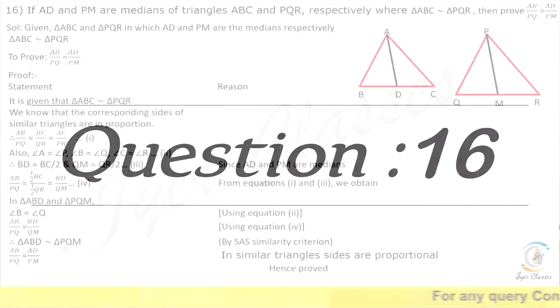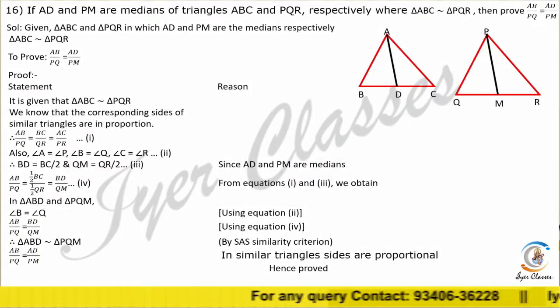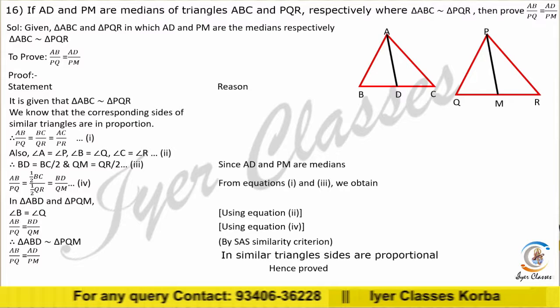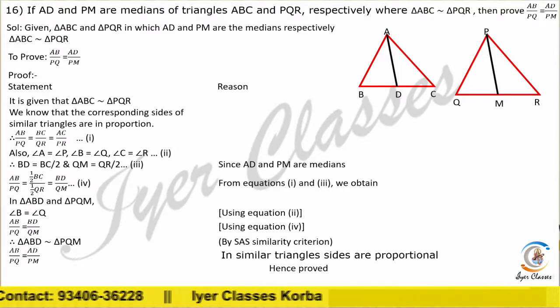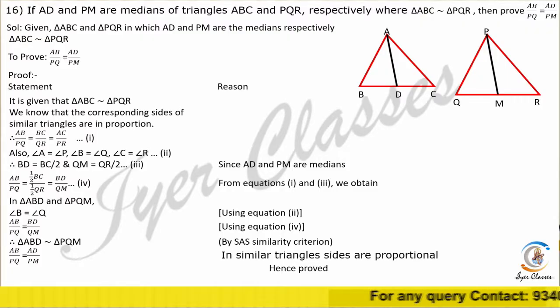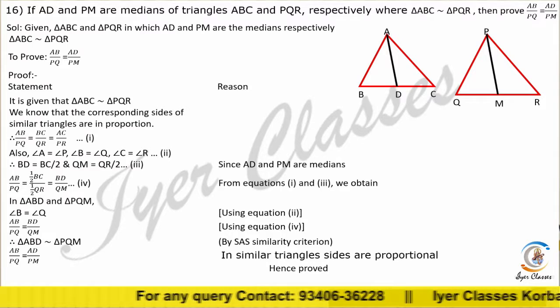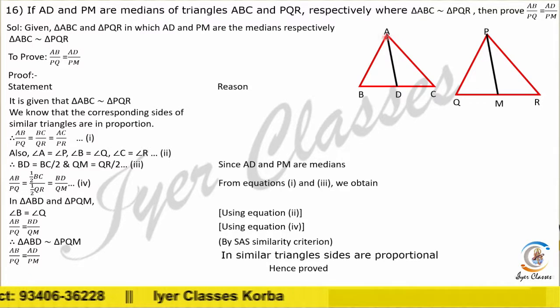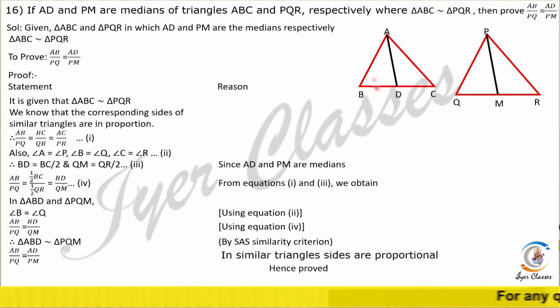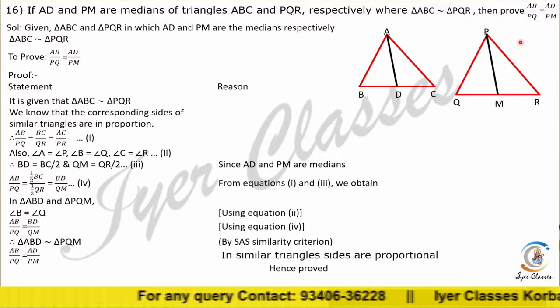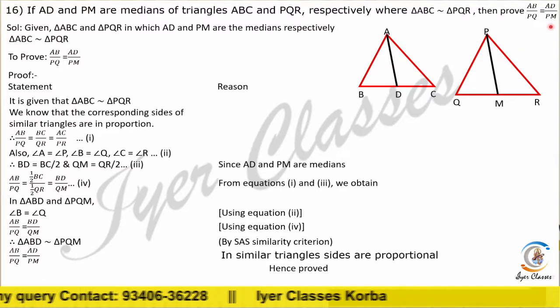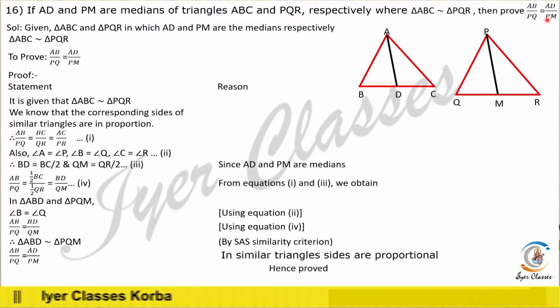Question number 16. If AD and PM are medians of triangles ABC and PQR respectively, where triangle ABC and triangle PQR are similar to each other, we are supposed to prove that AB by PQ is equal to AD by PM, right? How do we do it?